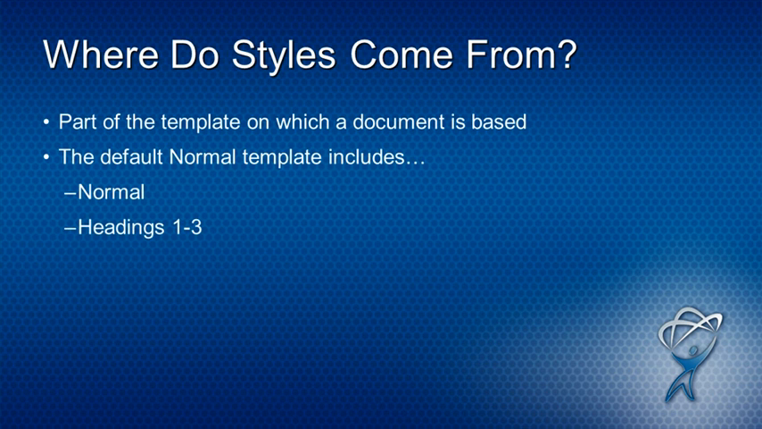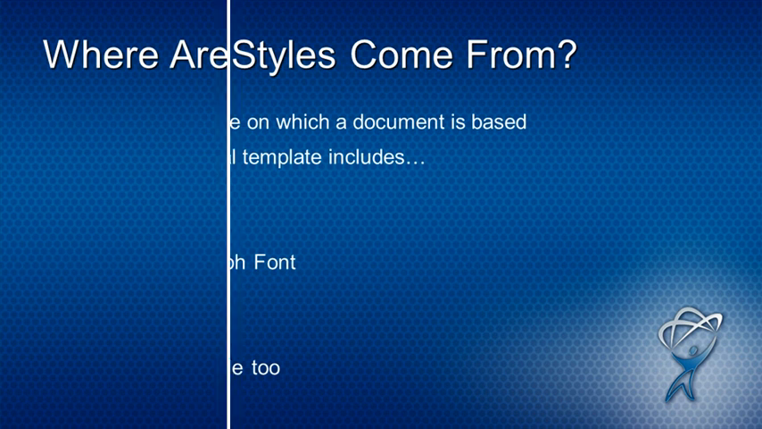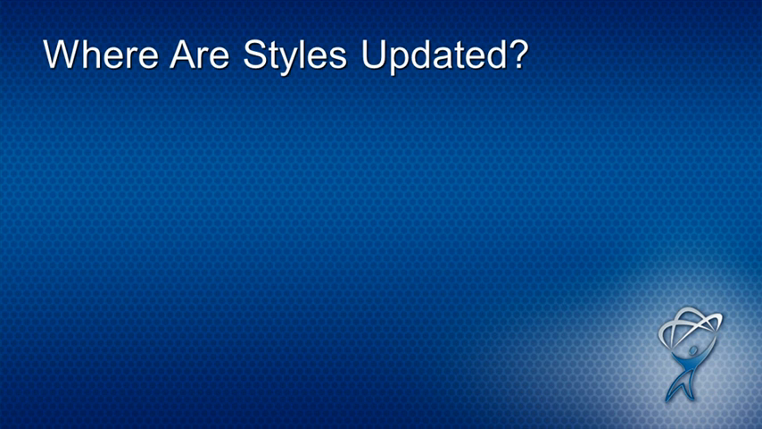It also has some others that we'll play with here in just a few minutes, primarily headings 1 through 3, also something called the default paragraph font, a normal table, something called no list, and there are several others that may be available depending on the exact template that you're working with. As we get to work, you're going to see where all of these styles already exist, how to apply them, and even how to create new ones.